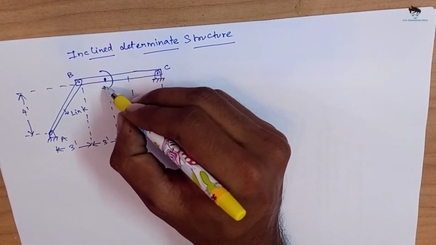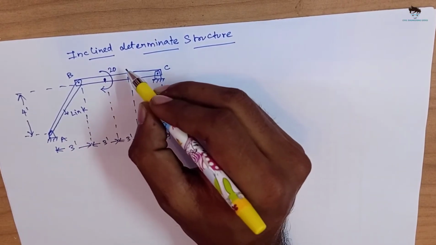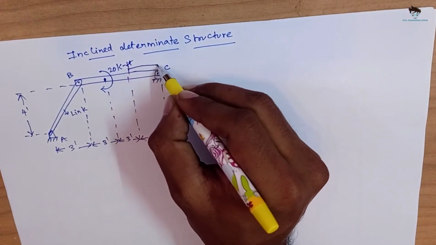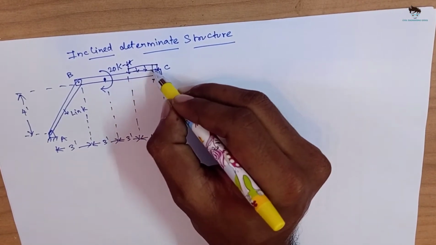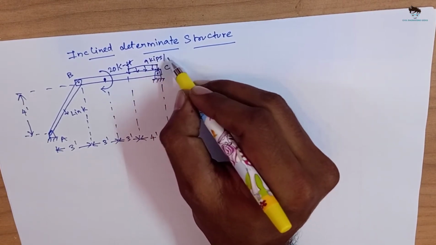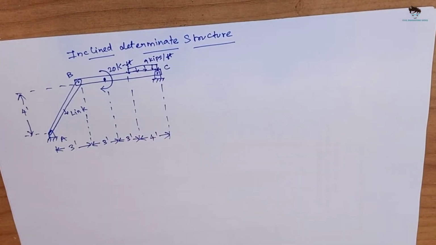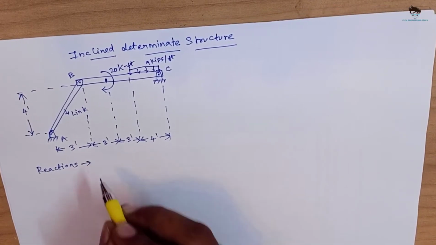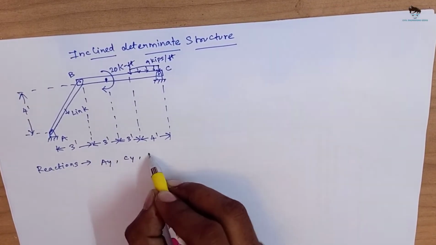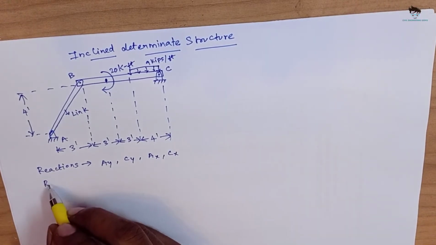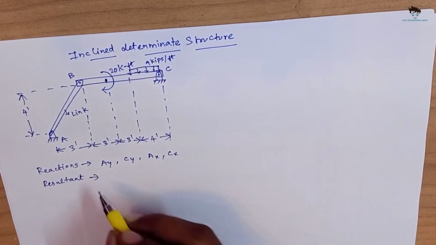There is a clockwise rotation of magnitude 20 kips-feet acting at a distance of 3 feet from B. And at the end of the beam there is a uniformly distributed load of 9 kips per feet acting for 4 feet distance. So, this is our structure. We are going to find the vertical and horizontal reactions in the support A and C, and the resultant force developed on the link AB.